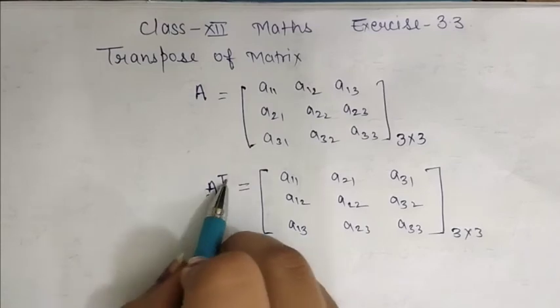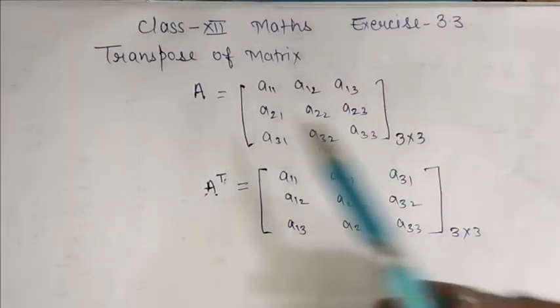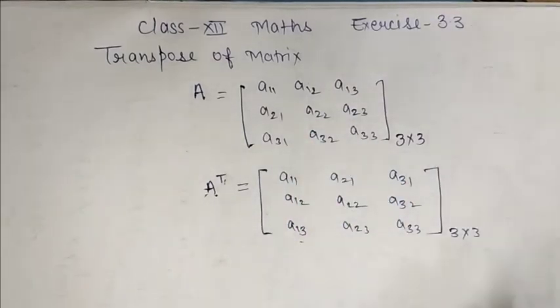ठीक है, A T से हम ट्रांसपोज को रिप्रेजेंट करते हैं, and transpose का मीनिंग होता है that the row changes into column and column changes into row. Okay, so let's do some questions related to it.